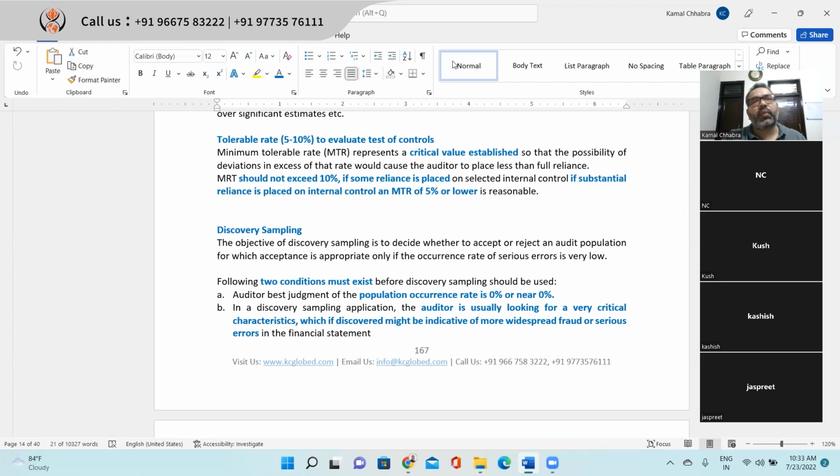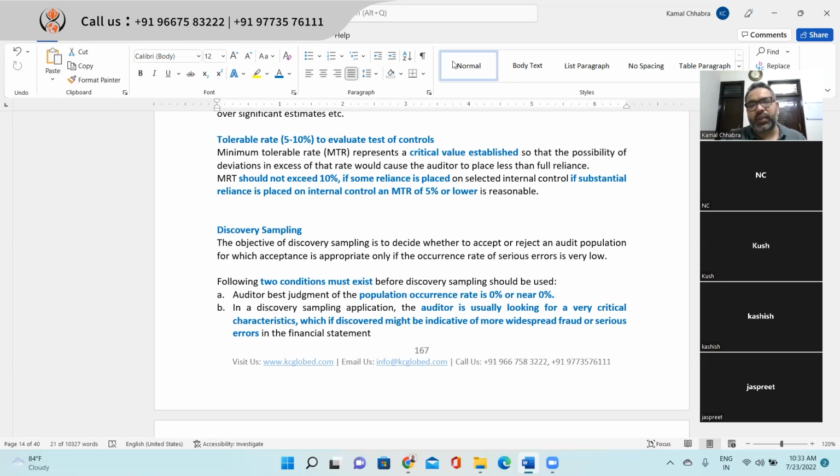Why do you calculate tolerable error? Why do you give value to the tolerable error? To identify the misstatement at the account level, to identify the misstatement at the sample level, basically, right? So this actually represents the critical value established so that the possibility of deviation in excess of that would cause the auditor to place less than full reliance.